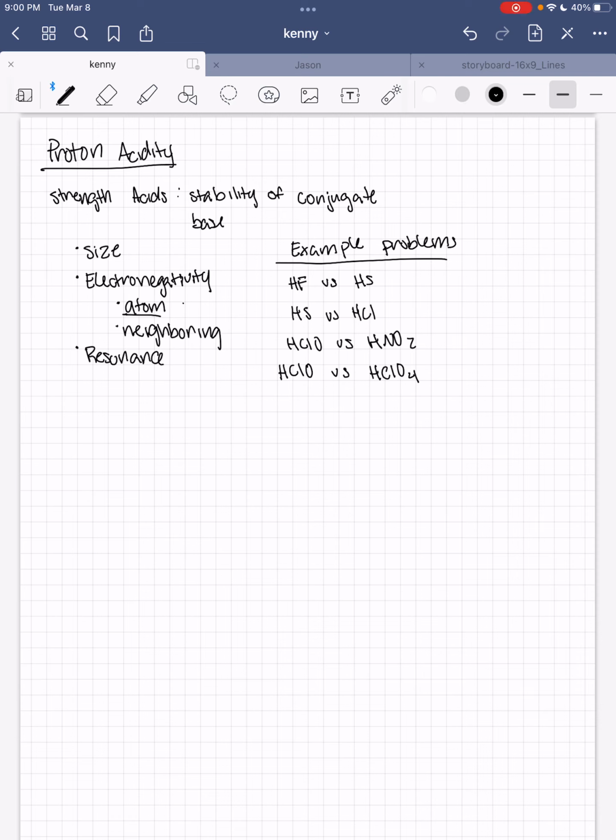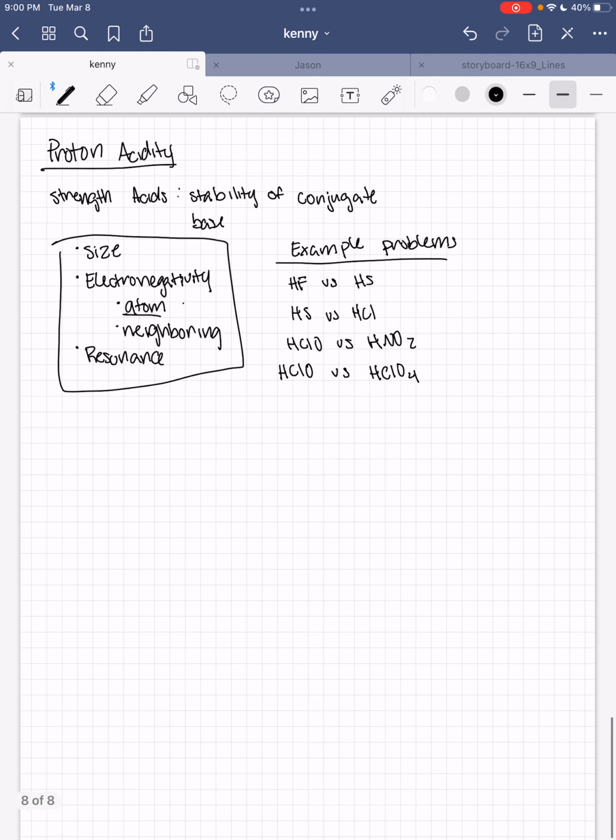Hello everyone, this is my extra credit for the proton acidity for test 2. The first thing you need to grasp is that the strength of the acids depends on the stability of the conjugate base, and how stable the conjugate base is depends on these 4 factors.